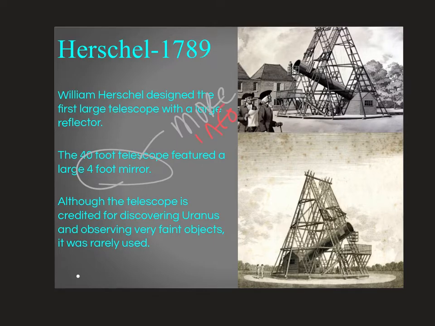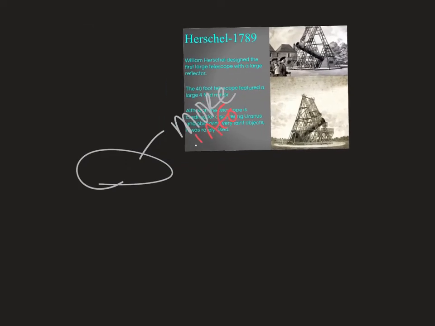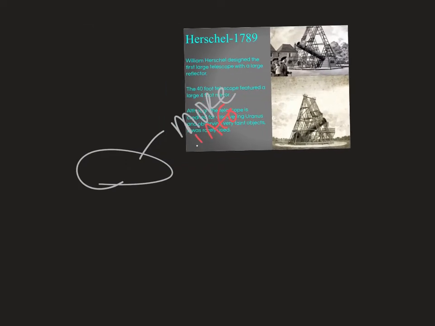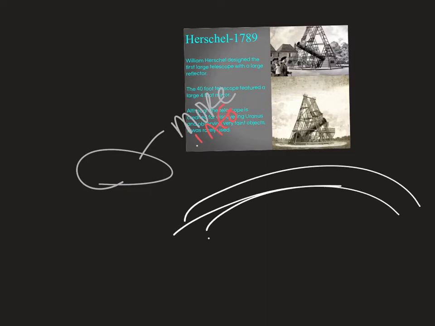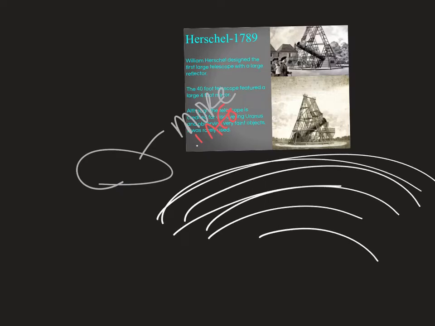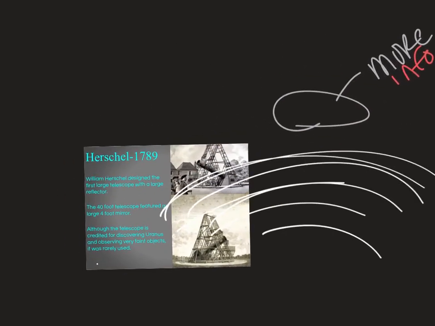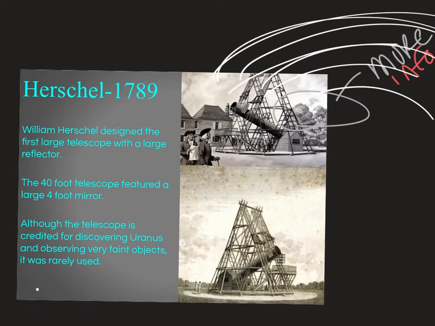Just like if you had really, really big eyes, you'd be able to see much more of the night sky. The way around not having large eyes is to look for longer and allow the light to collect over a period of time. Certainly you've seen those pictures of the night sky where the stars are going in circles. That's a long exposure photograph, which allows light to be collected over a long period of time. Although the telescope is credited for discovering Uranus and observing very faint objects, it was rarely used.